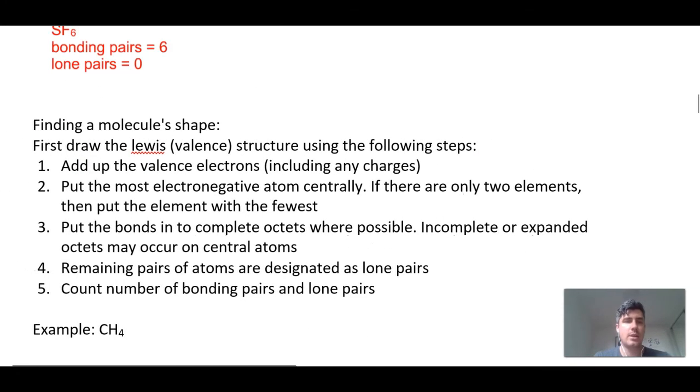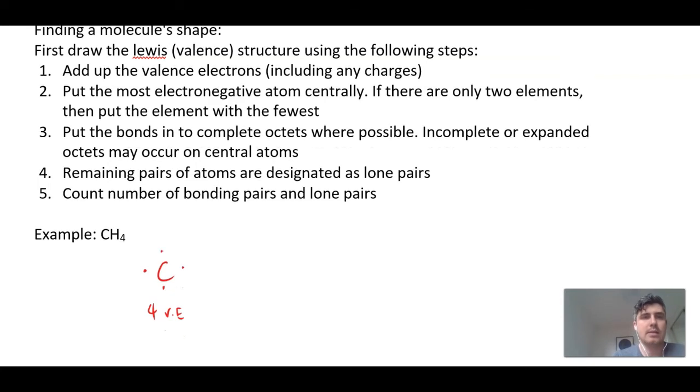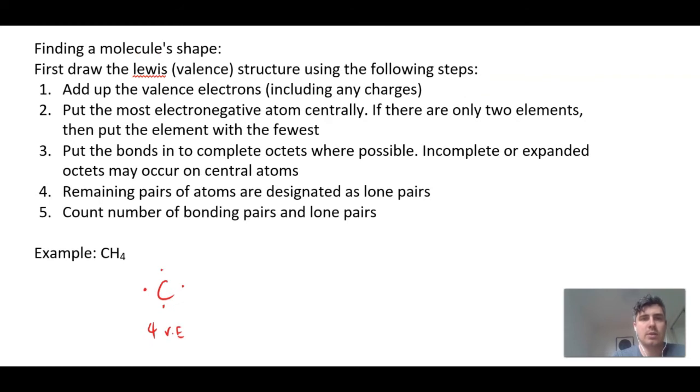So let's look now at an example. CH4, methane. What we're going to do first of all is add up the valence electrons of the substance. So carbon has 4 valence electrons. Okay, so we're going to draw them now. Okay, and the hydrogen, I'm going to use a different colour now. Hydrogen has 1 valence electron.